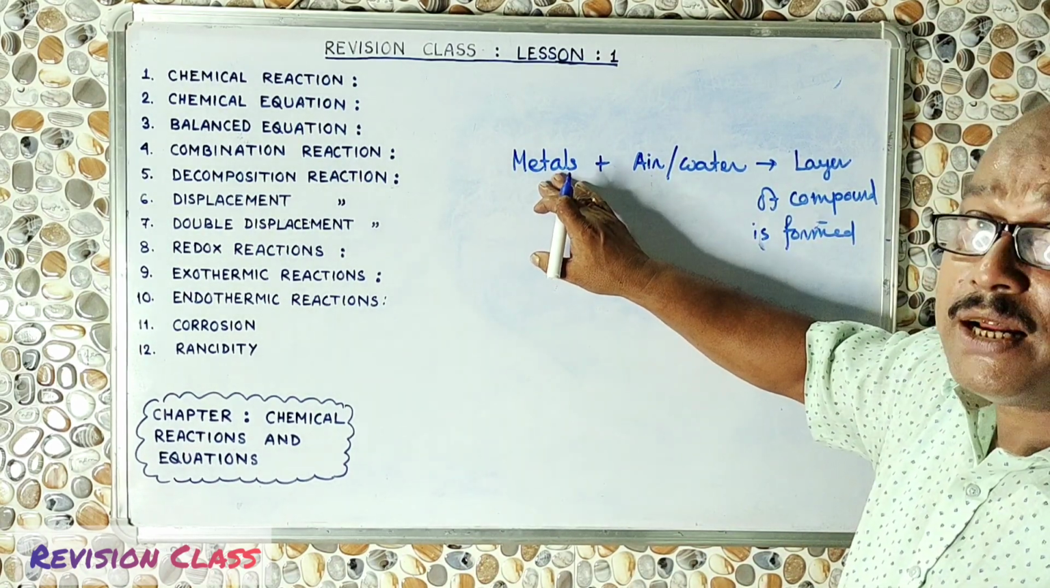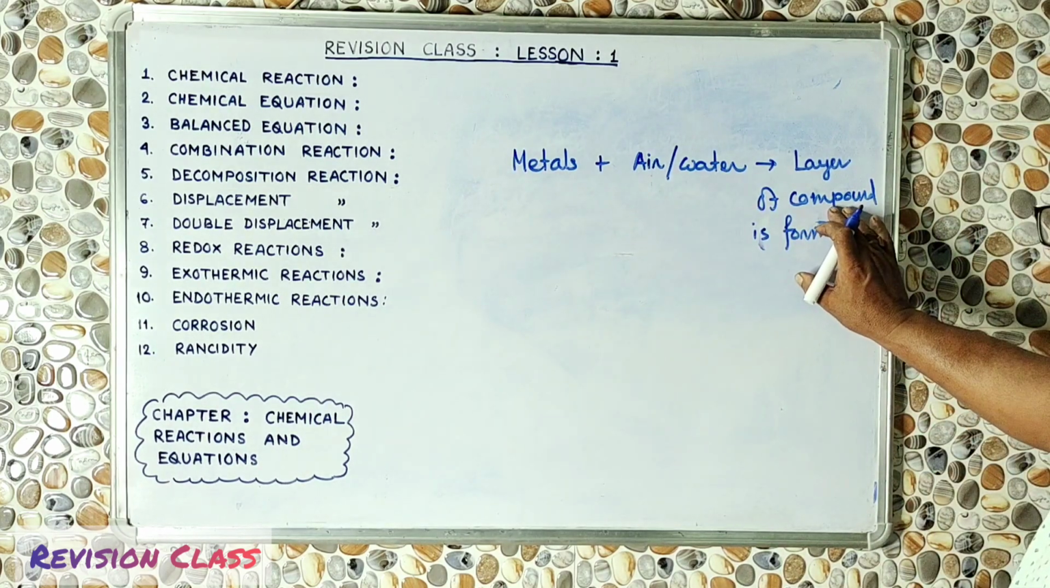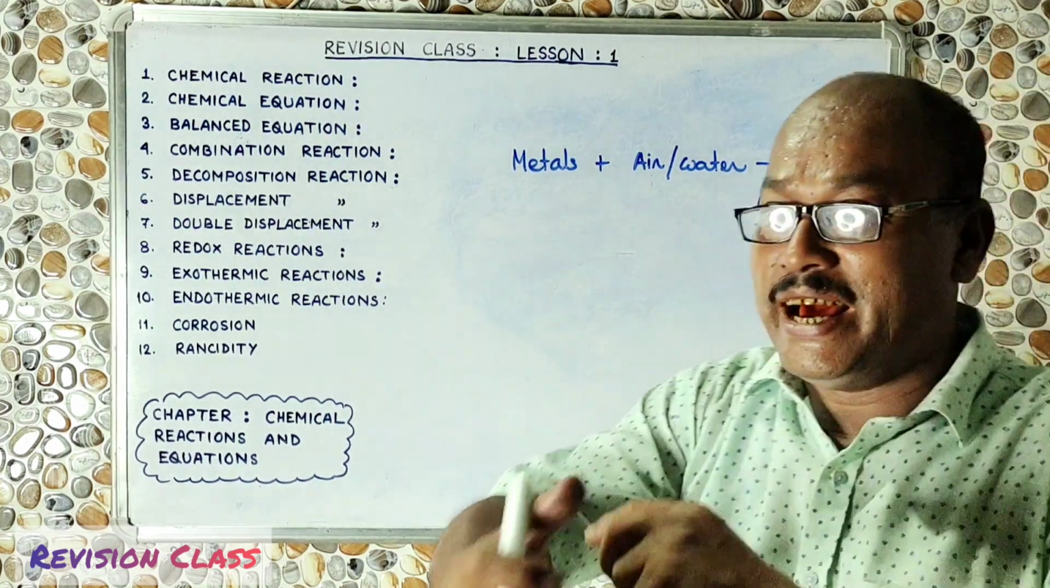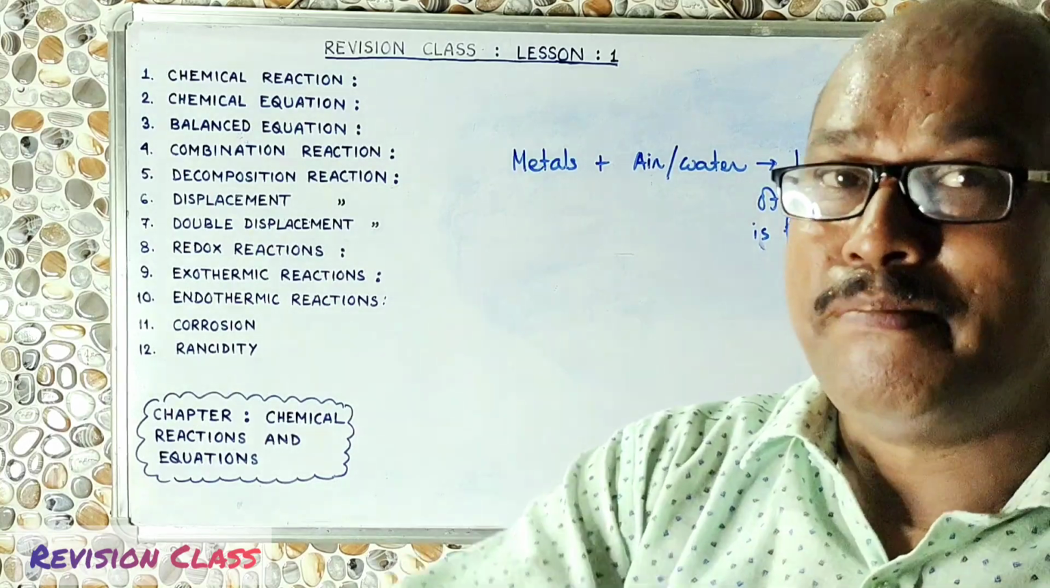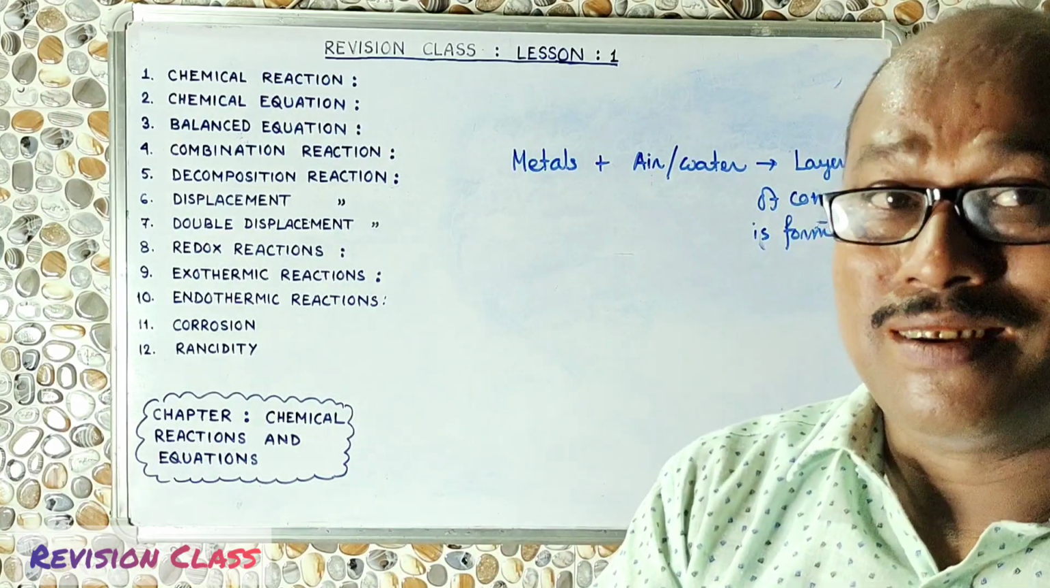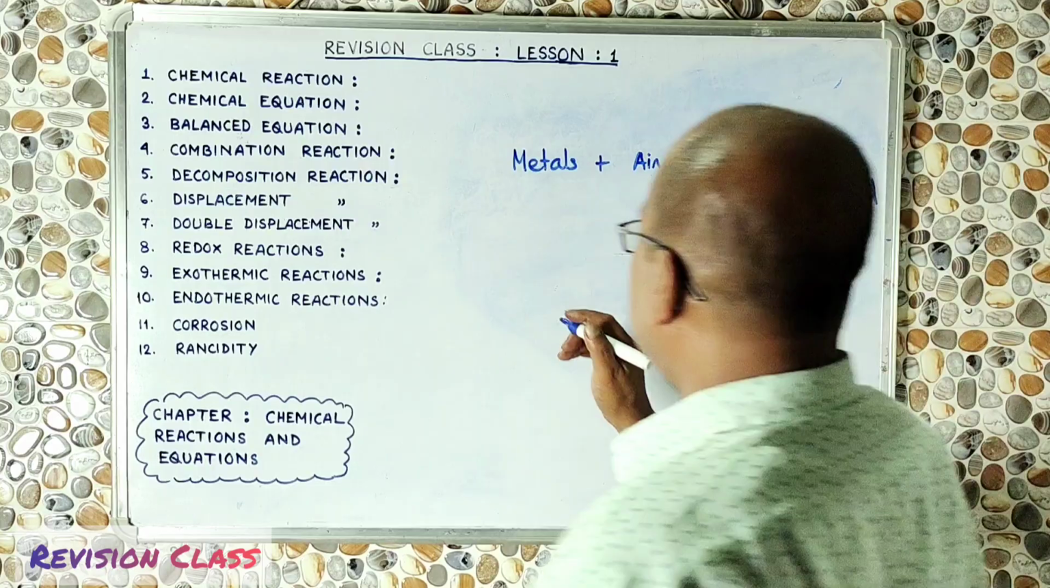As a result, the metal will start producing some other compound, and this compound will remain as a layer over the original metal. It means the metal has undergone corrosion, rusting. So this is a very common example.